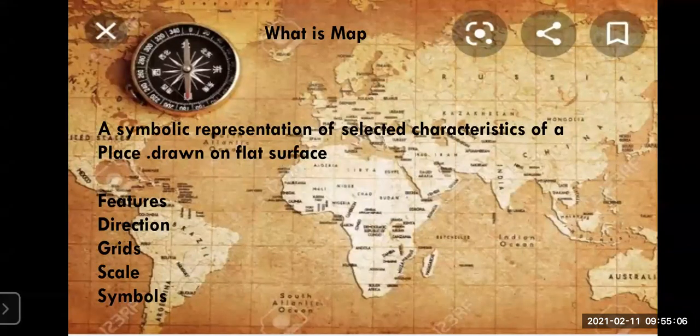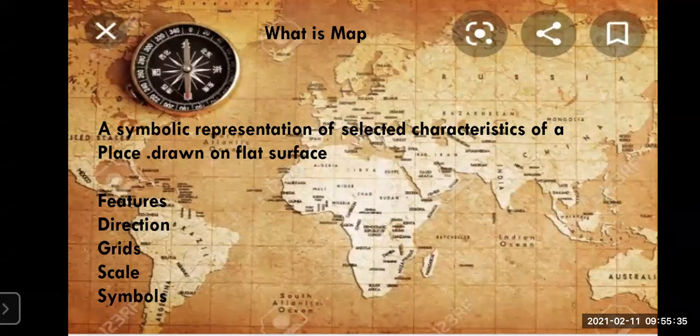Now, we are going to solve question number 4A and question number 4B. Before that, we shall know something, and that is what a map is. You must have seen different maps in your textbooks. You can see here on the slide that a map is a symbolic representation of selected characteristics of a place. It is usually drawn on a flat surface.